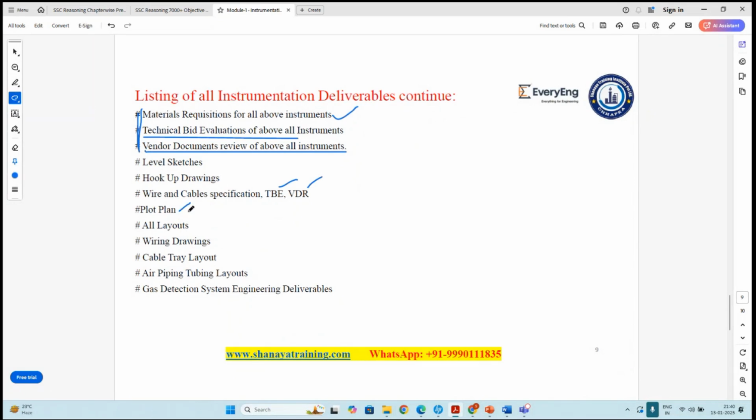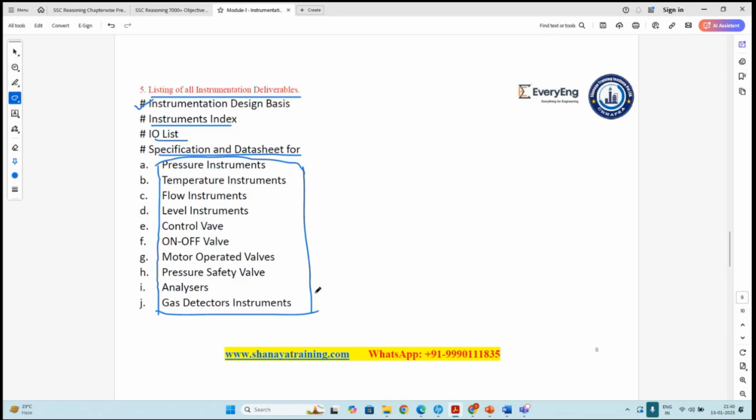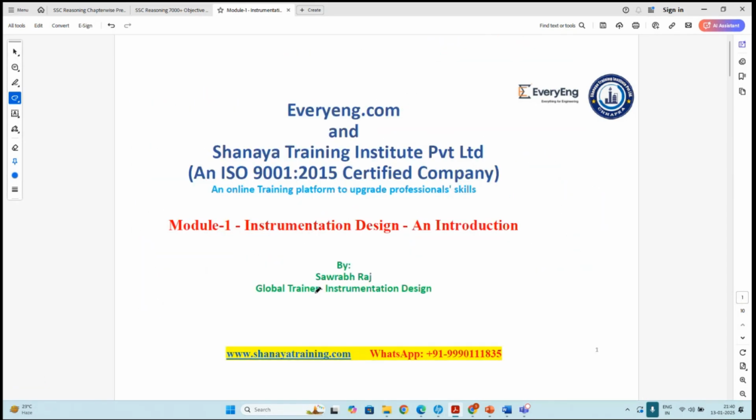We need to do the engineering on the plot plan, like all the layout drawings, all the wiring drawings, cable tray layout drawings, air piping and tubing layout drawings, and gas detection system engineering deliverables. So these are the things we need to prepare in the instrumentation design department. These are very basic or introductory, since this is an introductory session, so we don't go into the main things.